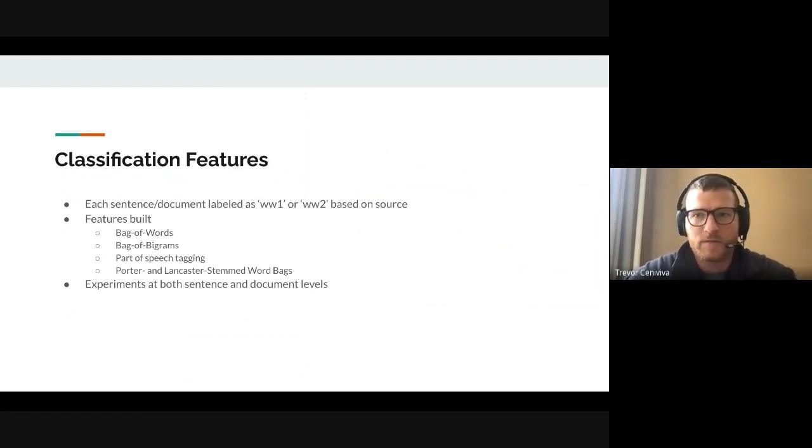Some of the classification feature set building that I did, obviously I labeled every sentence or document as World War I or World War II. And then beyond that, I built features around bag of words, bag of bigrams, part of speech tags, and then Porter and Lancaster stemming. And again, I ran these experiments at both the sentence and document levels.